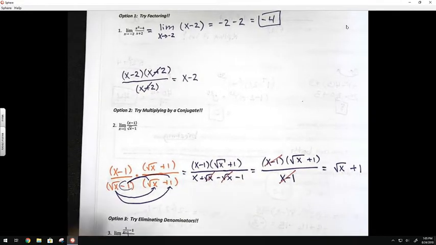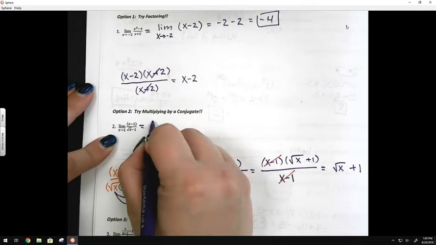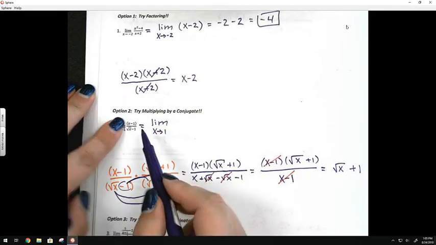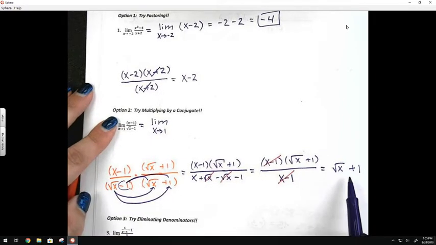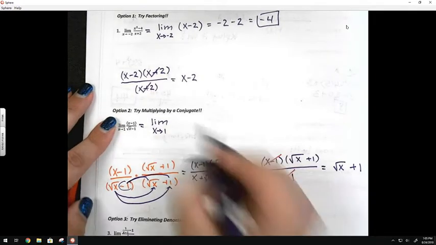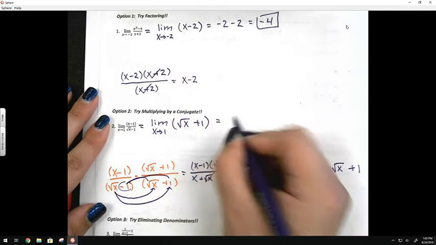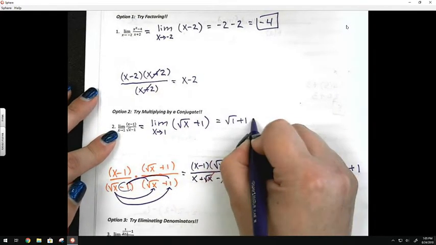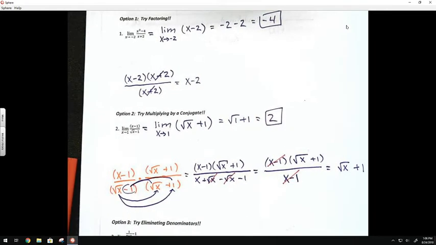Okay? So now I'm going to come back up here to my limit, and I'm still doing the limit as x approaches 1, but now it's not this x minus 1 over the square root of x minus 1. It's just the square root of x plus 1. Now when I substitute 1 in there, there's no problems. Square root of 1 plus 1, and we know that that equals 2. All right, so we only do all of this stuff when we can't substitute.